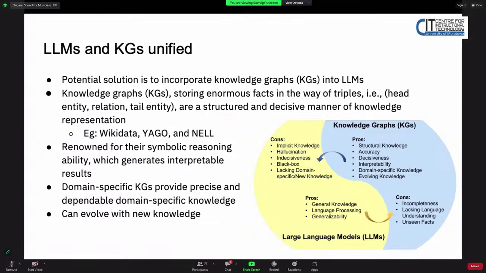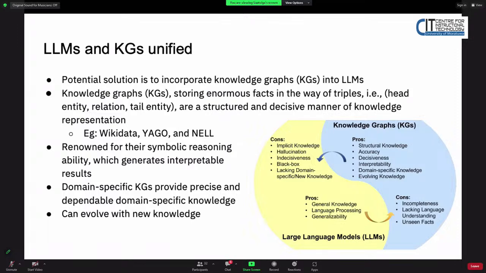I work in knowledge graphs for the past few years, and I've used that to actually model data which is heterogeneous. A knowledge graph is basically a store or database of enormous facts of triples, which contain a head entity, a relation entity, and a tail entity. I can explain a little bit more in detail. There are lots of knowledge graphs that you can access, like Wikidata, YAGO, and NELL, which stands for never-ending language learning, which learns facts from the web.